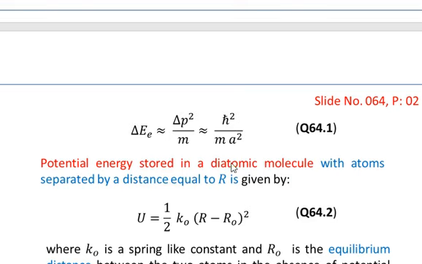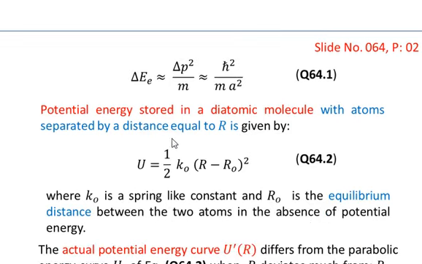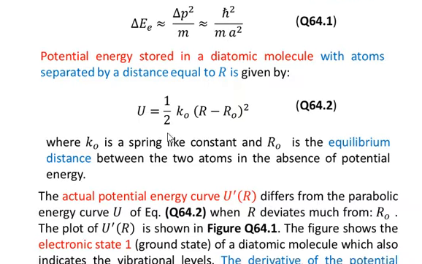The potential energy stored in a diatomic molecule with atoms separated by a distance equal to r is given by U is equal to half K naught multiplied by the square of r minus r naught, where K naught is the spring-like constant and r naught is the equilibrium distance between the two atoms in the absence of potential energy.